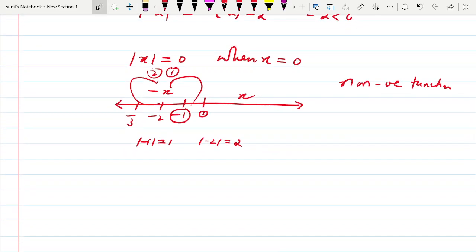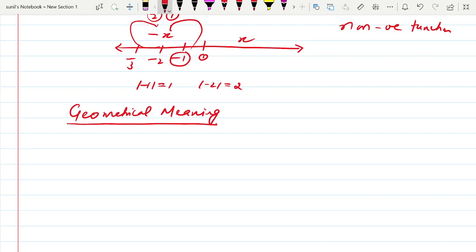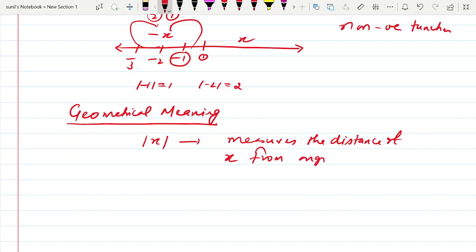Now what is the geometrical interpretation? Try to understand the geometrical meaning. Suppose I am writing mod x. It is nothing but it measures the distance of x from origin. Now see, you all know that distance is a non-negative quantity.